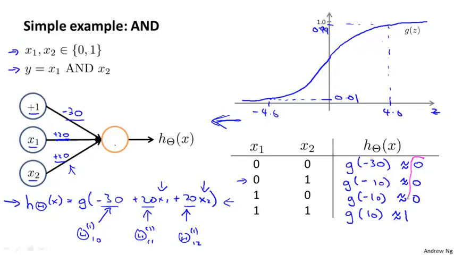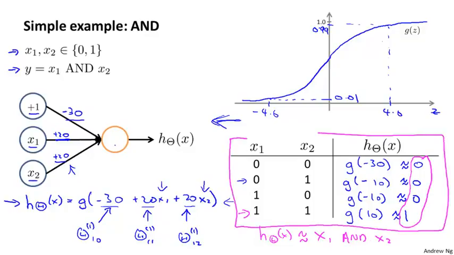And if you look at this column, this is exactly the logical AND function. So this is computing h of x approximately equal to x1 AND x2. In other words, it outputs 1 if and only if x1 and x2 are both equal to 1. So by writing out our little truth table like this, we managed to figure out what logical function our little neural network computes.